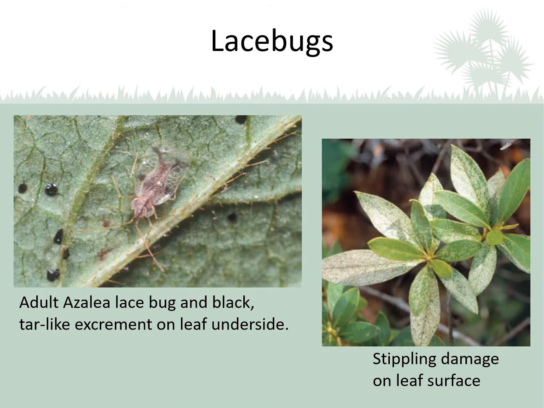Lace bugs. The adult lace bug here is attacking some type of Indian or Carolina azalea. You can see stippling damage on the leaf surface. It looks like someone sucked the chlorophyll out of the leaf in very specific places. Those little tar-like spots, those would be the excrement. You can clearly see those with your naked eye. And the adults are clearly visible with your naked eye as well. And these would be lace bugs.